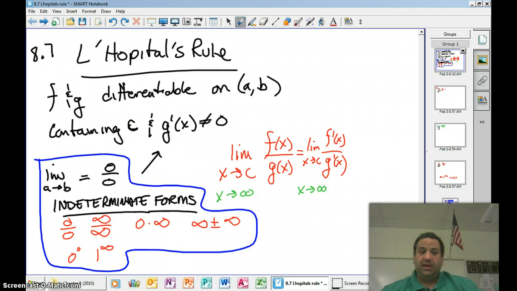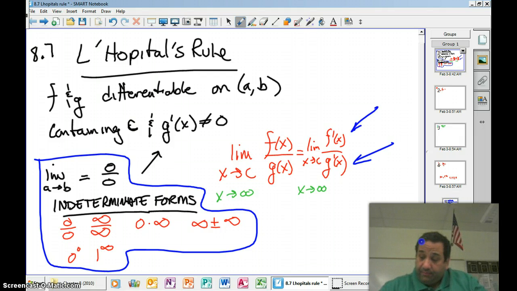This says if f and g are differentiable on an open interval (a, b) that contains c, and the derivative of g is not 0, then the limit as x approaches c of f of x over g of x equals the limit of the derivatives. Basically, take the derivative of the top and the derivative of the bottom, and you can keep doing that as long as you have an indeterminate form. The indeterminate forms are 0 over 0, infinity over infinity, 0 times infinity.